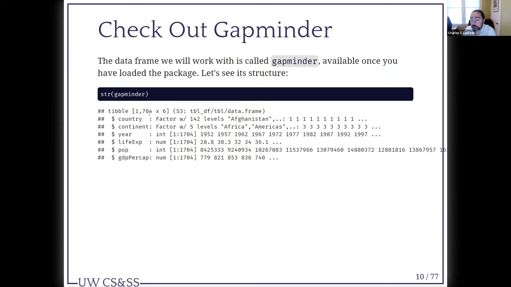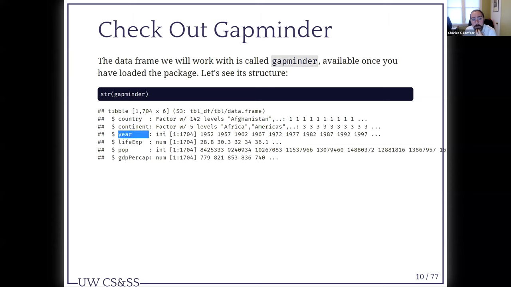So 1,704 rows, if you're used to working in Excel, sounds like a lot of data. If you're not, it's not very big, but it's big enough you wouldn't display it all at once on your screen. This one has a few different variables in it. It has variables called country and continent, which are factor variables. These are a type of categorical data. They take a limited number of levels. When it says here country is a factor with 142 levels, it means there are 142 countries in these data. Continent has 5 levels. There are 5 continents represented in these data.